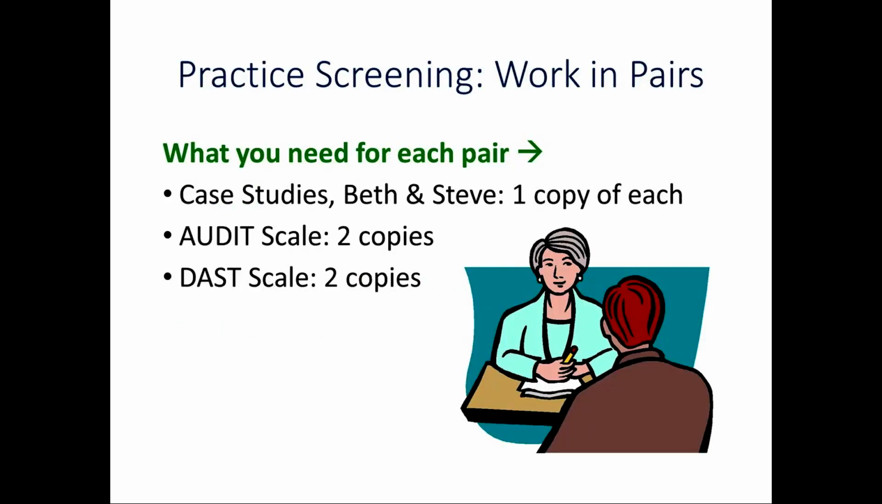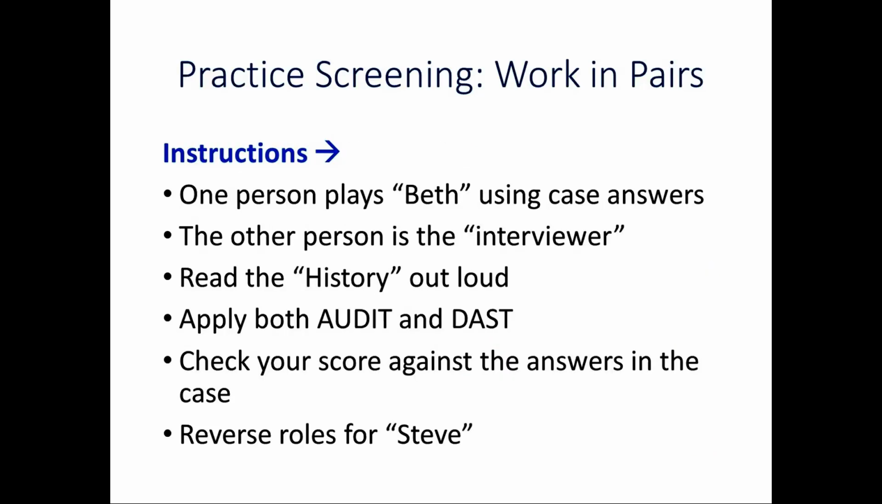There are case studies called Beth and Steve in the program materials. The AUDIT and DAST scales are located in the toolkit. Since you will apply both the AUDIT and the DAST to each case study, you'll need 2 copies of each for each pair. The person playing the part of Beth is given the form SBIRT Standardized Patient, Beth Sorensen. The person doing the interviewing is given 1 copy of the AUDIT and the DAST. Read the history at the top of the case study page to give the interviewer some basic information about the person being assessed. As the interviewer asks the questions, the patient replies with the responses in the case form.